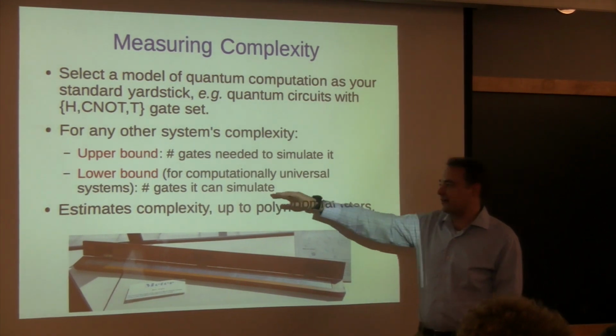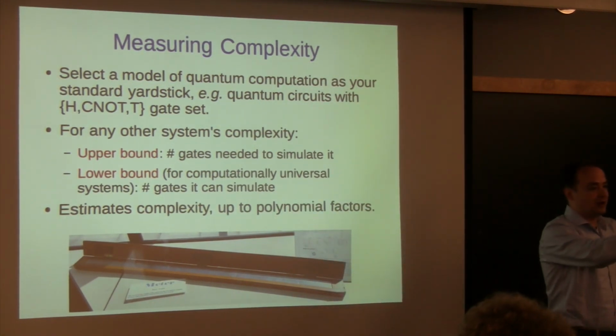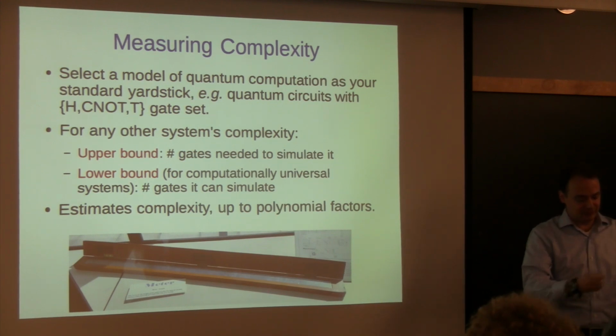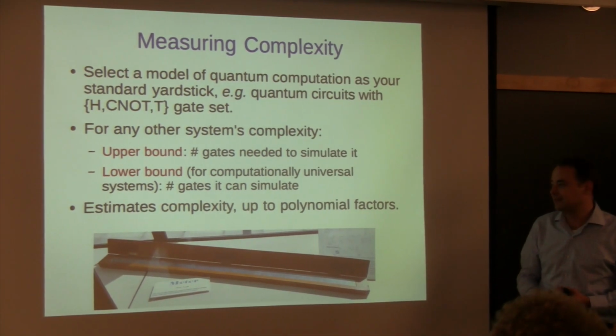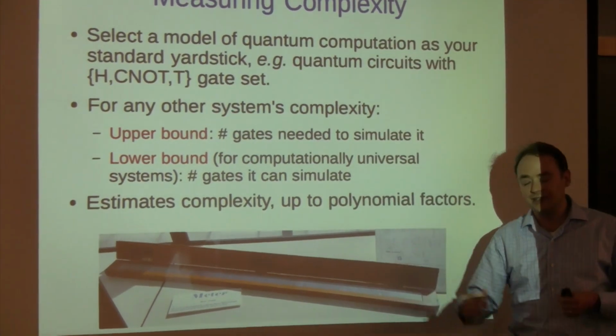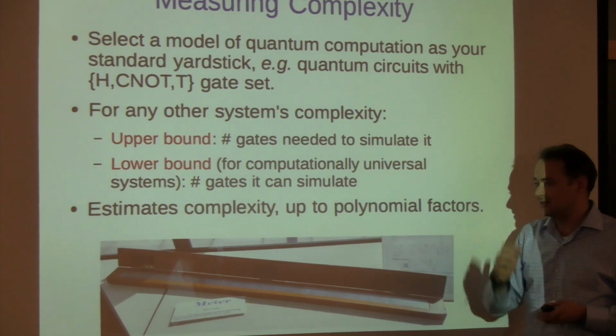And to get a lower bound, you can say, well, if this system is computationally universal, you could take some arbitrary circuit of such and such number of gates, and whatever is the maximum number of gates of an arbitrary circuit that you can simulate with that system, whose output you can encode in the final state of that system, then that sets some lower bound on the complexity.